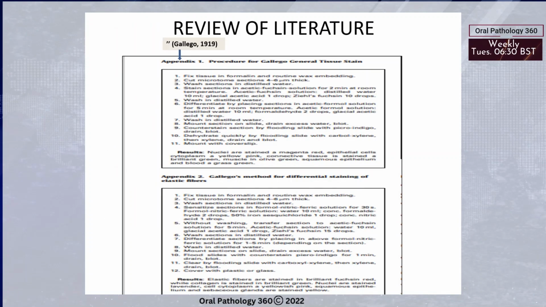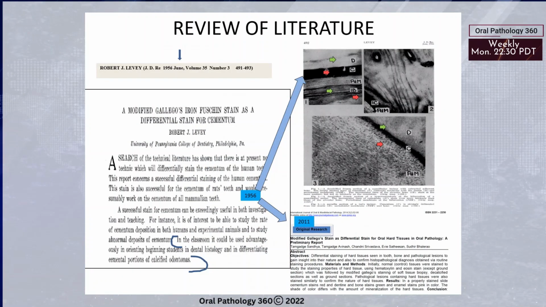And this is the first 1919 article where they used it for elastic fibers and reticulin fibers in the stroma. So initially it was a connective tissue stain, and later on the researchers used it in tooth. So this is the very important slide. This is the Robert Levy article which I have mentioned, his statement. So this was done in 1956.